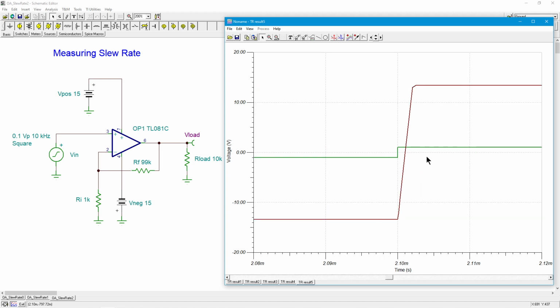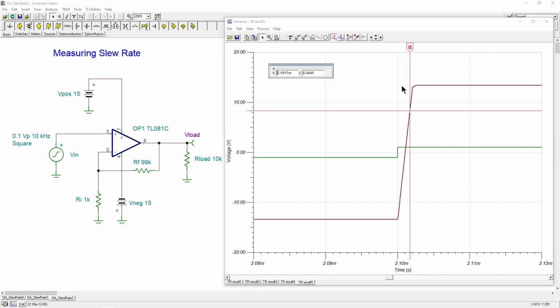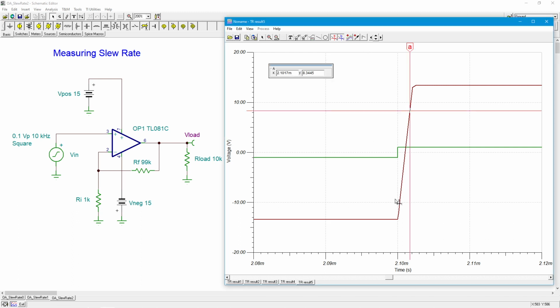There it is, look at that, nice and straight. Again, here's your input. This was only a 1 nanosecond rise time. So this thing is nice and straight. Let me get a couple of cursors on here.